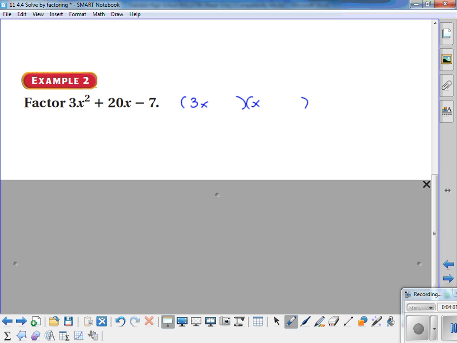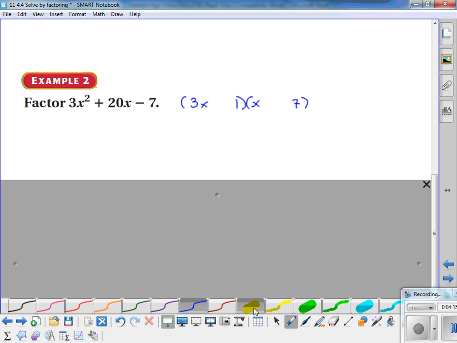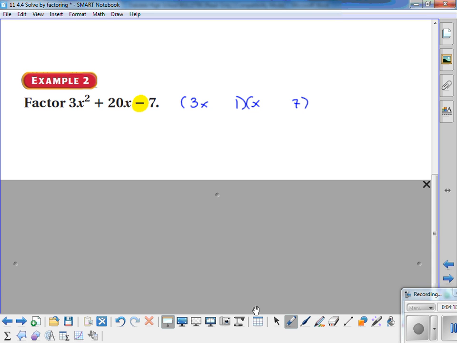So where do you think my 7 is going to go? In the first parentheses or the second parentheses? In the second, right. And then my 1's going to go here. Now, before I figure out my signs, well, first of all, what do I know about my signs based on this negative sign right here? They're different, right? One has to be positive, one has to be negative, because if they're multiplying to a negative, they must have been different.